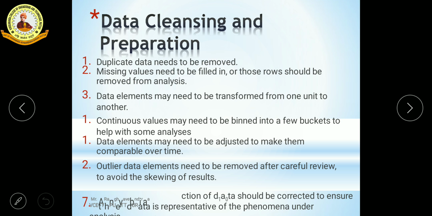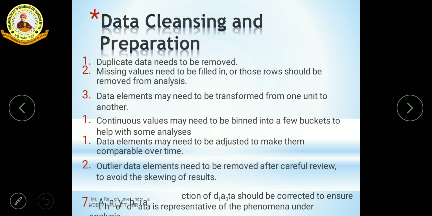Then outlier data means the data which is not behaving properly, right, that is called outlier data, that should be removed. Then any biases in the selection of data should be corrected, right, that is the seventh point. Then the eighth point, data should be brought to the same granularity. In order to compare two types of data, they should be brought into the same granularity.